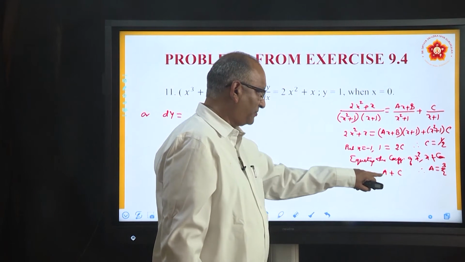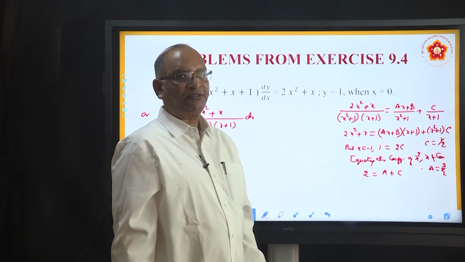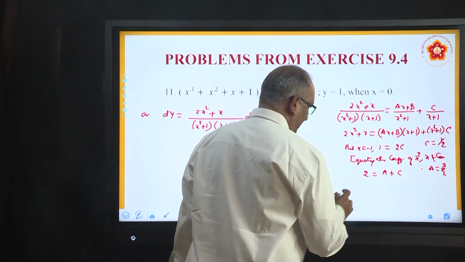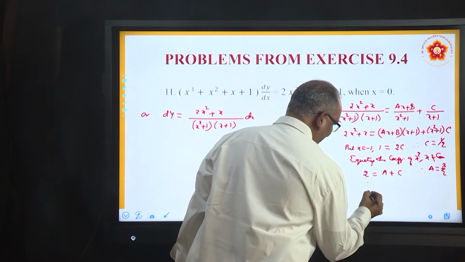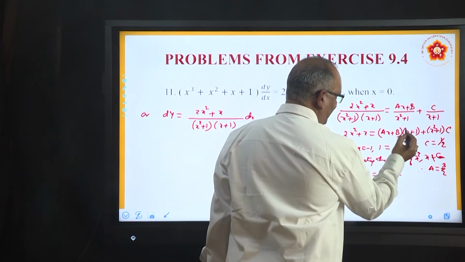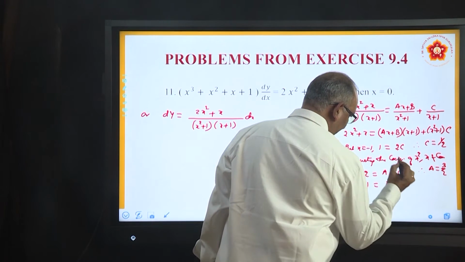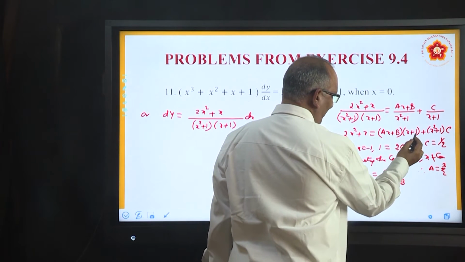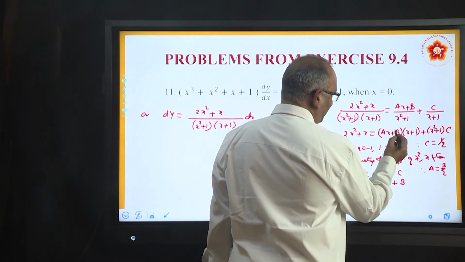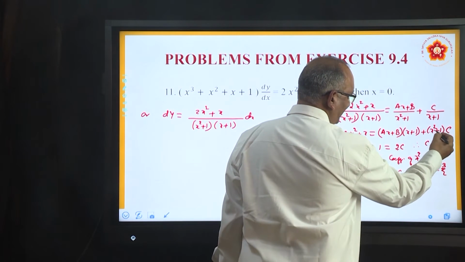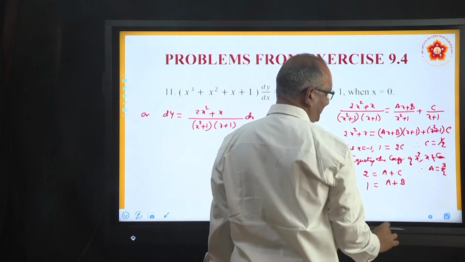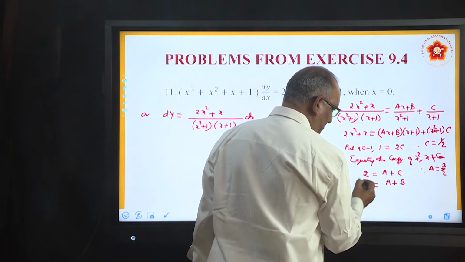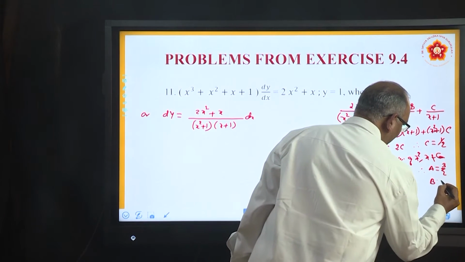A equal to 3 by 2, because c is half, 2 minus half is 3 by 2. Similarly, equating the coefficient of x. If you equate the coefficient of x in the left hand side, it is 1, other side ax into 1 is ax, plus bx, so you get a plus b, and here there is no x. Since you already found out a equal to 3 by 2, substitute here, you get b equal to minus half.